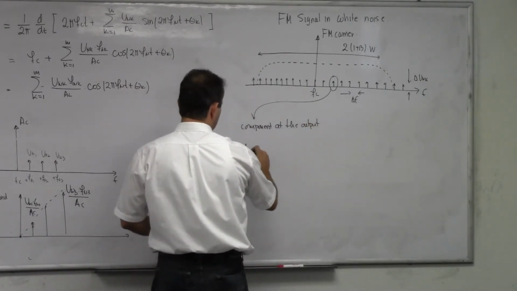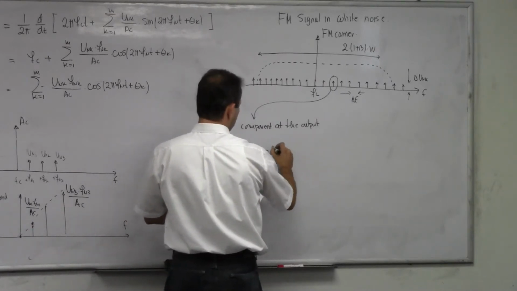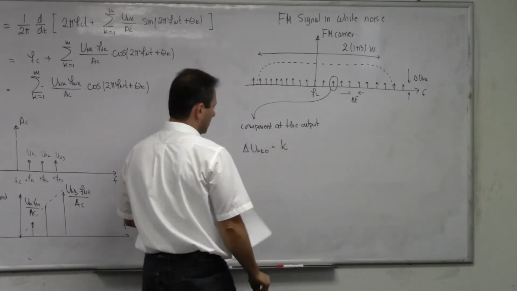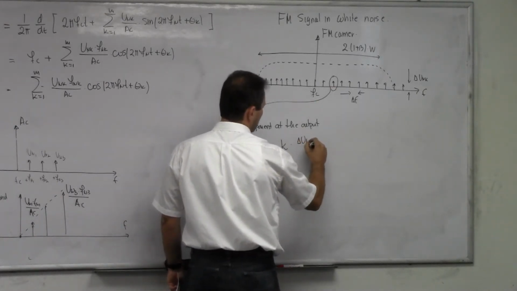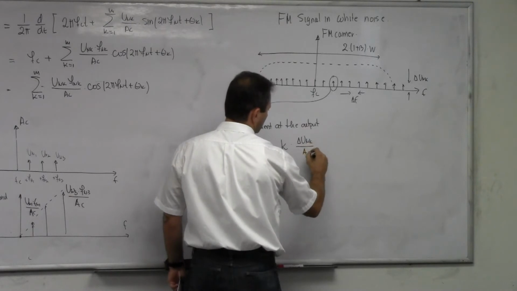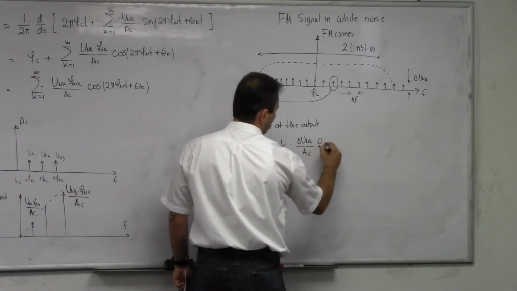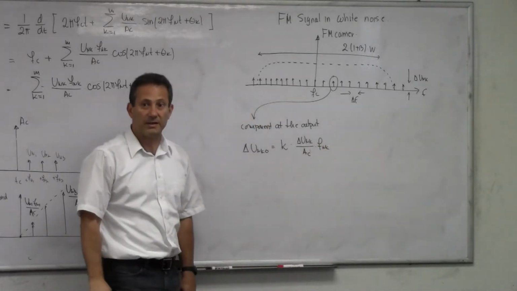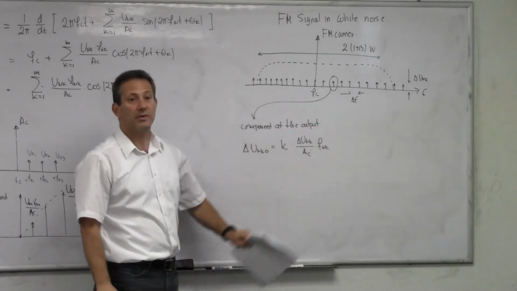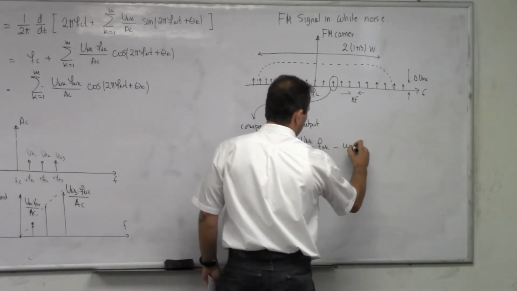That will have delta U and K at the output. It is going to be some constant K times the value of this delta U and K divided by S AC times F and K. That's going to be the magnitude at the baseband that corresponds to this one. Okay? That's the magnitude.